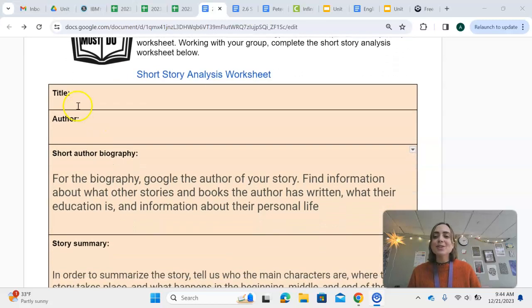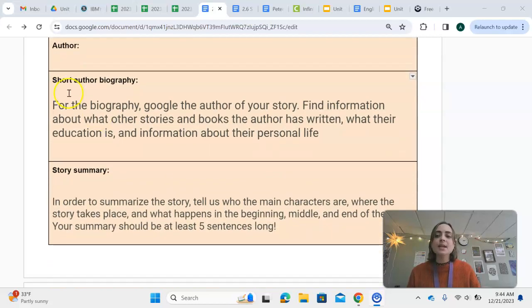So the first thing that you need to do, super easy, just write down the title of the story that you all read and the name of the author. The next step is to write a short author biography. Biography basically just means telling us about someone's life. And so you are going to go to Google and type the name of the author of your story into Google, and then find some information about who they are.